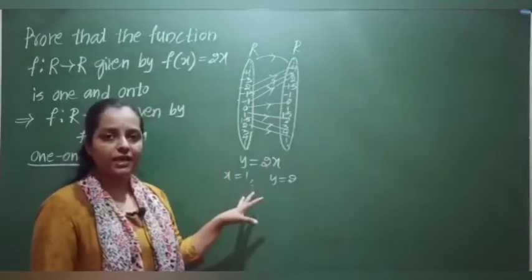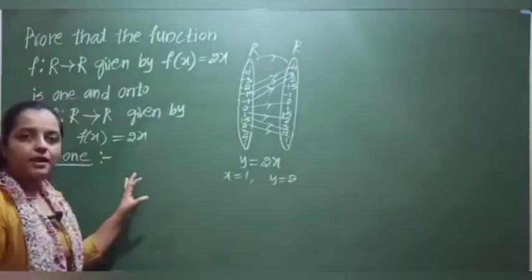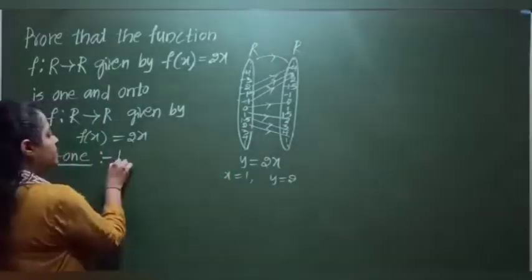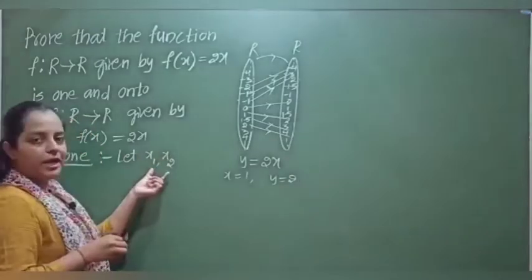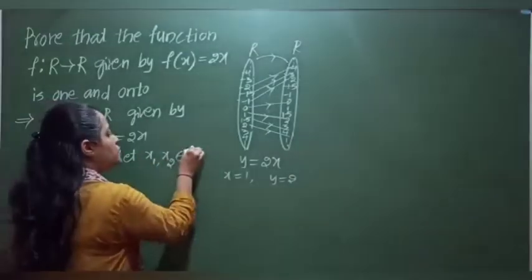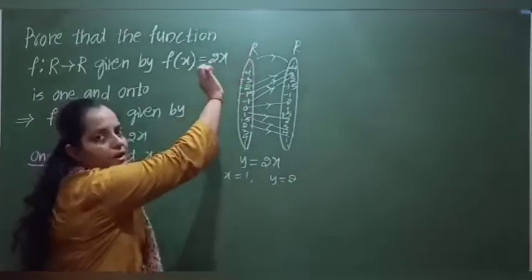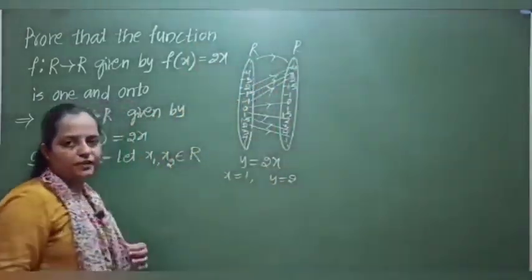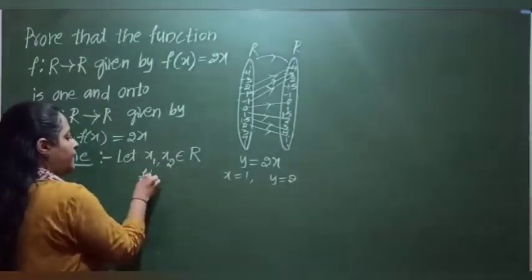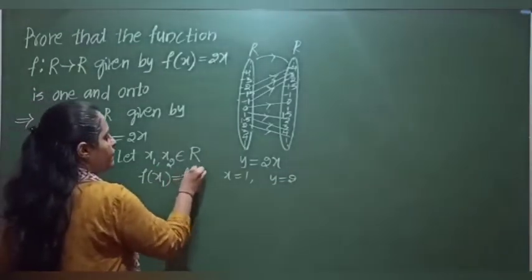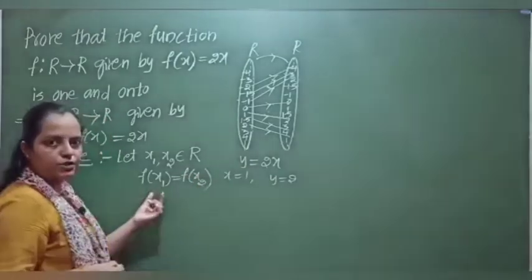So this is defined on the infinite set, therefore we'll write mathematically. So how to write? Let x1, x2 be two elements, they must be in the domain. Let x1, x2 belong to the domain, that is, the domain is the set of real numbers, the codomain is also a set of real numbers. x1, x2 belong to the real numbers. We can take f of x1 is equal to f of x2.